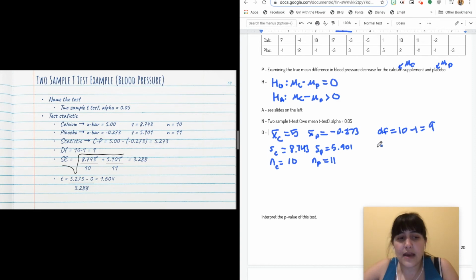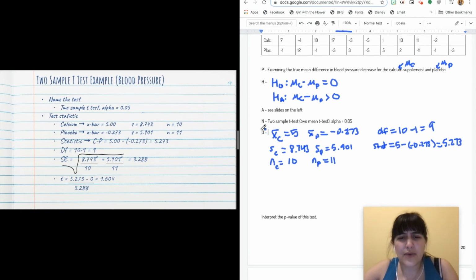All right. And then my statistic. In order to get my statistic, I need to do it in the same order that I wrote my hypothesis. So I did C minus P up here, and that's exactly what I'm going to do here. So my statistic is 5 minus negative 0.273, which is 5.273. So that's my statistic.